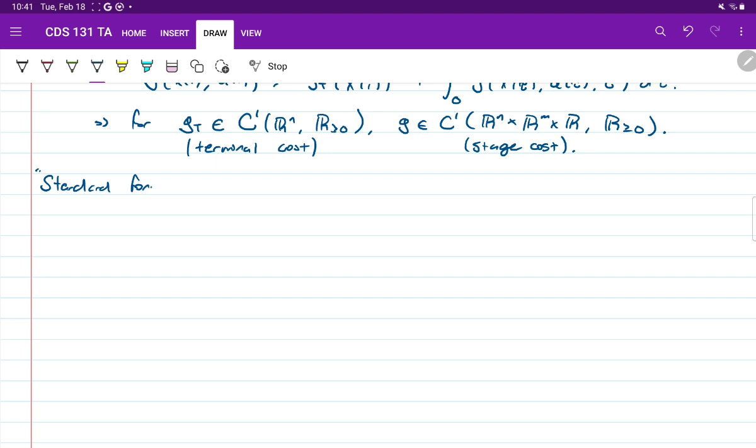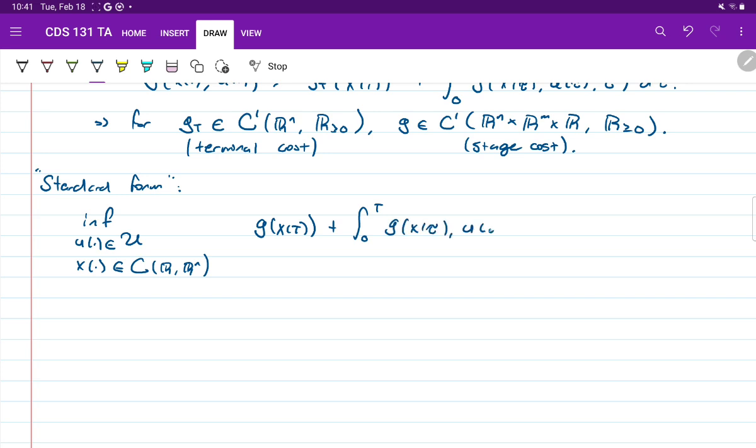So the standard form will be the following. Now we're going to take an infimum over an input signal belonging to my input signal space u. I'm going to take an infimum over a trajectory, which belongs to at least the set of continuous functions going from R into R^n. And I'm going to minimize my cost function, which is accumulated g of x of t plus the integral from 0 up until t of my stage cost, g of x of tau, u of tau, d tau.